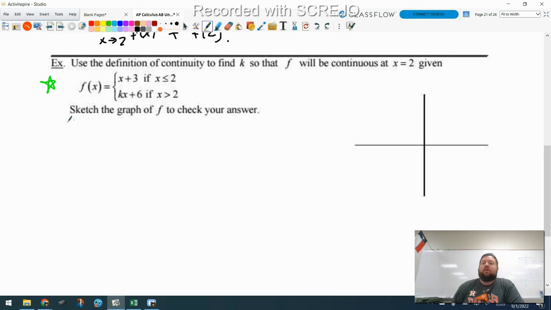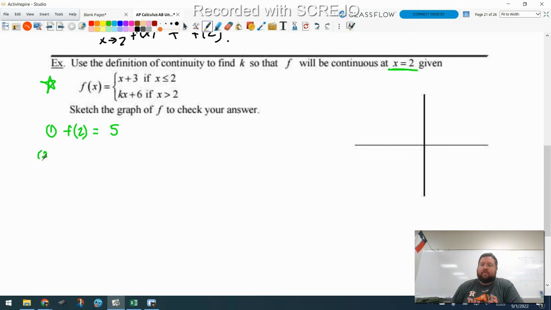Okay, so number 1 is that f of 2, x equals 2 is our point of interest. f of 2 must be defined. All right, f of 2 is equal to 5. I have my equal sign up here on the inequality, so that means I plug the 2 in here. 2 plus 3 is 5. So f of 2 is defined, and it's equal to 5.